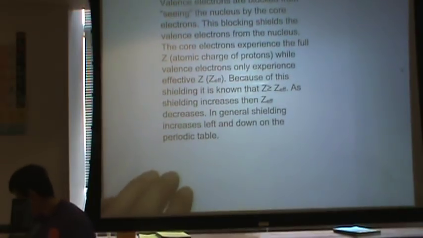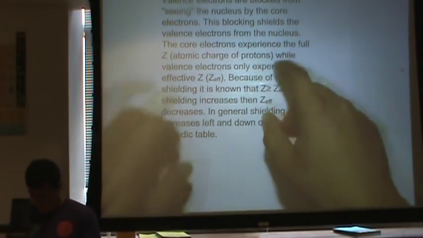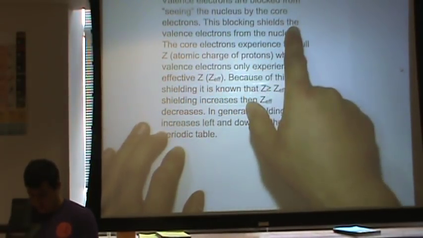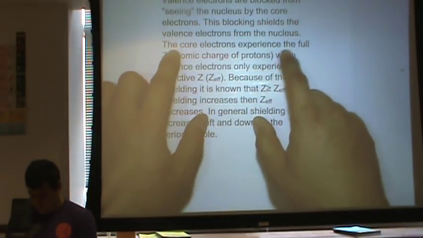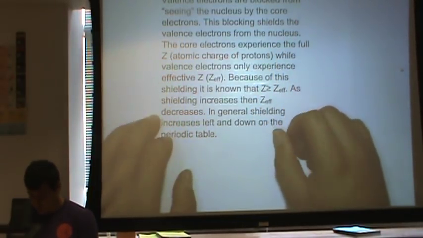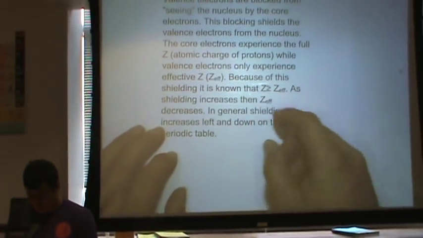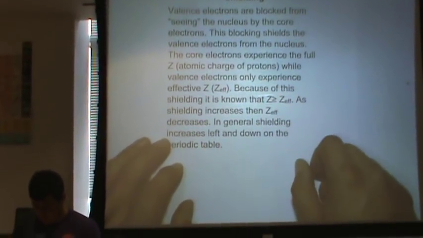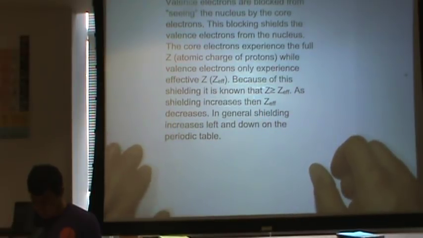Shielding. The shielding and atomic size kind of go hand in hand. Valence electrons are blocked from seeing the nucleus by the core electrons. This blocking shields the valence electrons from the nucleus. The core electrons experience the full Z atomic charge of the protons, while valence electrons only experience what we call Z effective. Because of this shielding, it is known that the force of our protons is going to be larger than our Z effective. As shielding increases, then Z effective decreases.